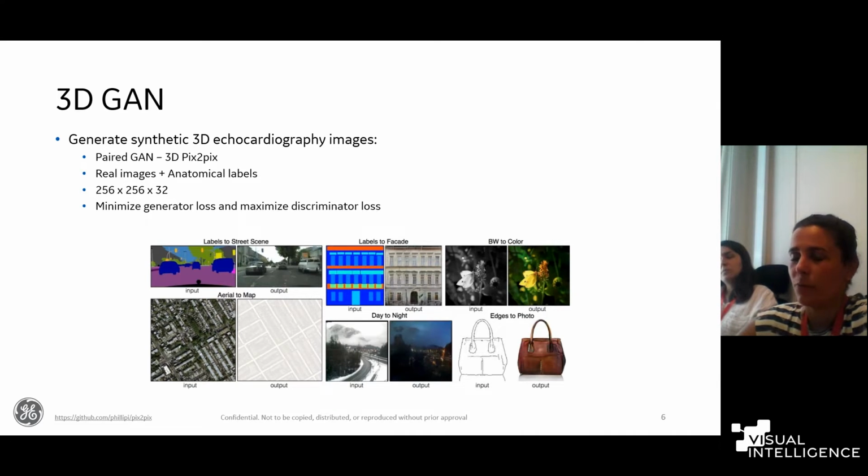The working principle of a GAN is to minimize the generator loss and to maximize the discriminator loss. So the generator tries to fool the discriminator all the time, but the discriminator cannot be fooled. That's why it maximizes its loss. So when you reach this point during training, then you hopefully have a properly working GAN.